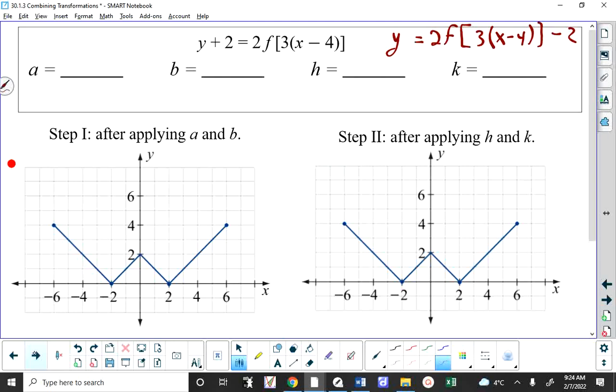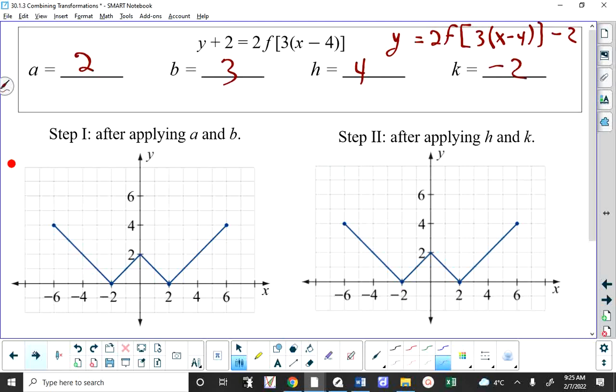And the first thing I would like everybody to do is to write in the value of a, b, h, and k in those 4 blanks. Which in and of itself is not a very challenging thing. I know that. a is equal to 2, b is equal to 3, h is equal to 4, k is equal to negative 2.